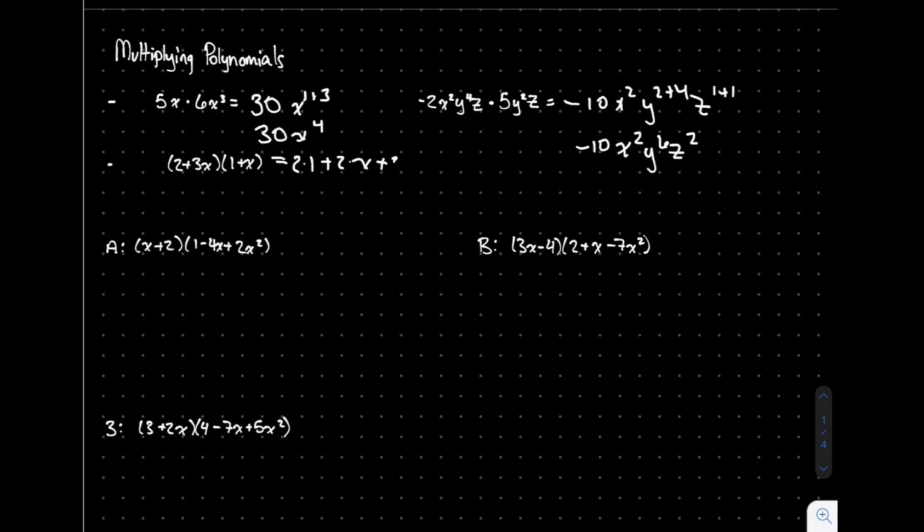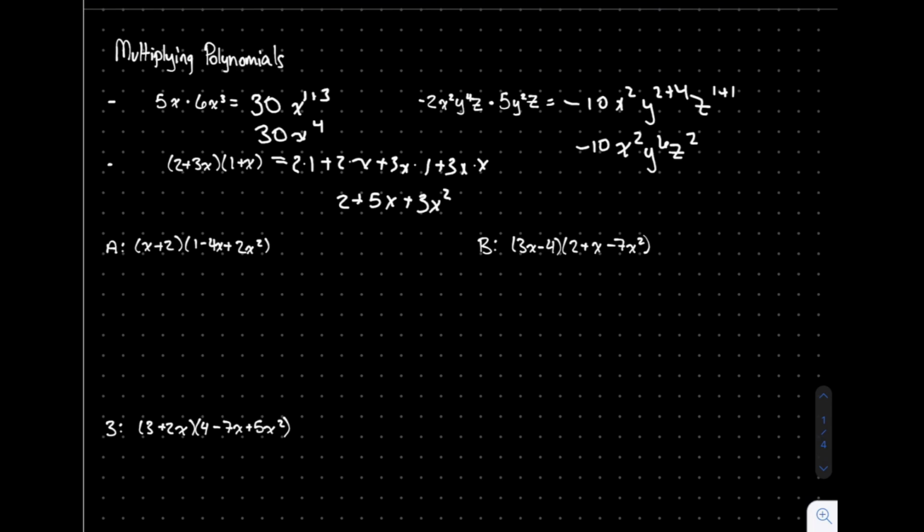And then I'll take that 3x, and I'll multiply it by the 1, and then I'll multiply it by the x. So it gives me 2 plus 2x plus 3x plus 3x squared. And again, we'll just combine our like terms. 2x plus 3x is really just 5x.